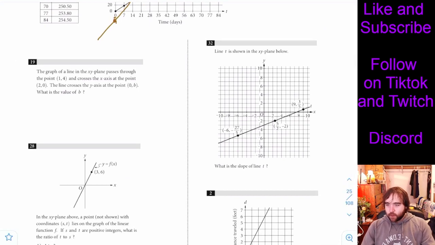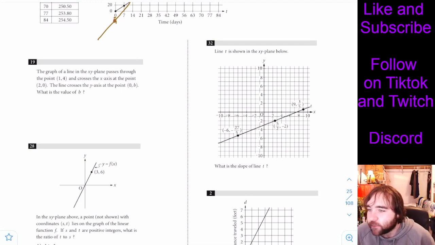Okay. The graph of a line passes through the point 1, 4 and crosses the x-axis at 2, 0. The line crosses the y-axis at the point 0, b. What is b? So, let's see. That point and that point, 2, 0. Is that the y-intercept? No, that's the x-intercept.